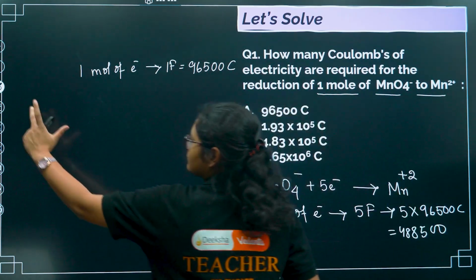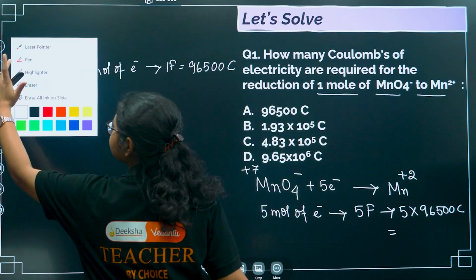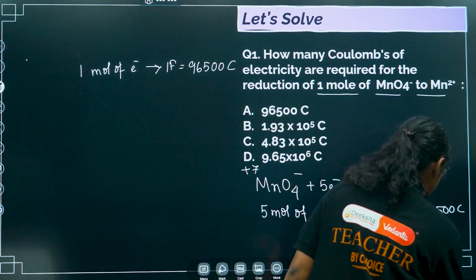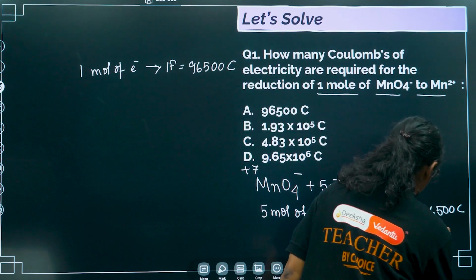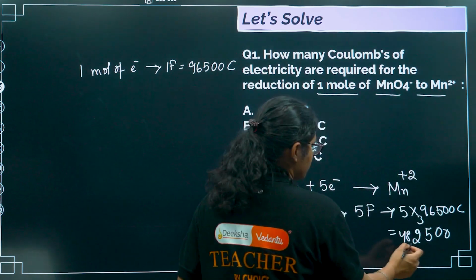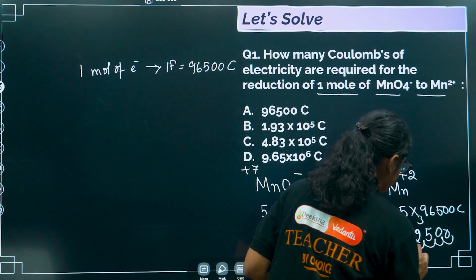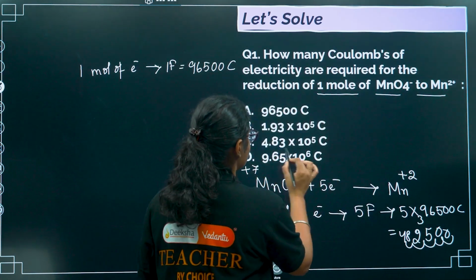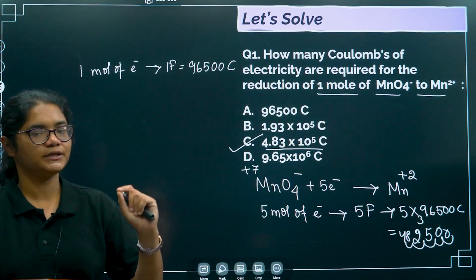Sorry, one small mistake. So we have 5 5s are 25, 5 6s are 30, 32, 5 9s are 45 plus 3, 48. Okay, so we'll get 48.25. We can see 10 to the power of 5, 1, 2, 3, 4, 5. So 4.82 into 10 to the power of 5 coulomb. So the correct answer for this question will be option number C.